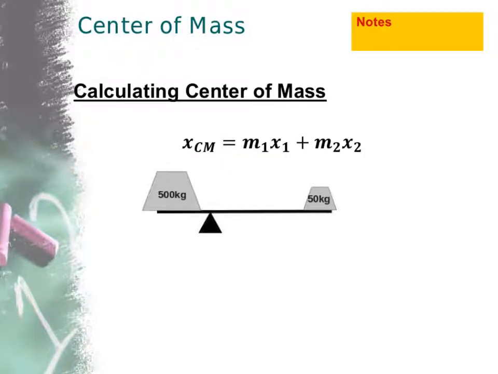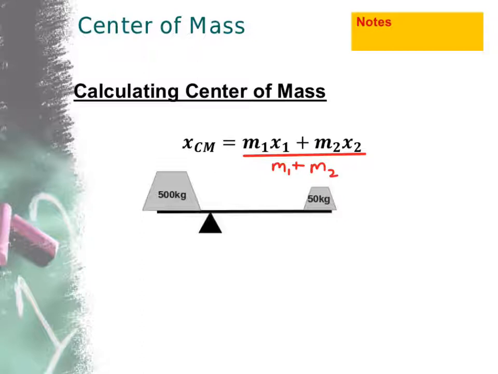So how do we calculate center of mass? Well, there's a formula for center of mass, and I actually forgot part of it here. What you do is you multiply the mass of each object times its position. And then when you're done with that, you have to divide that by the total mass that you have. And that's the part that I forgot.